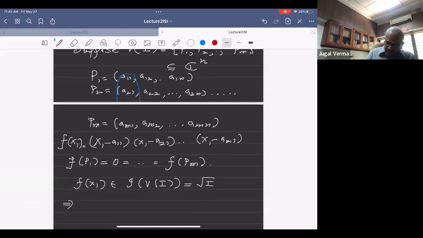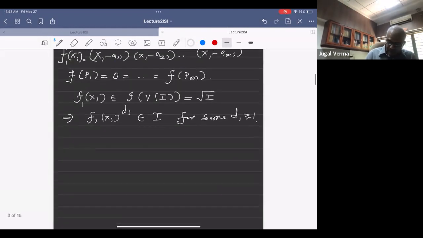So that means there is a power. Let me call this polynomial f1(x1). So there is a power of this polynomial which belongs to I, for some d1 bigger than or equal to 1. And you can then look at the second coordinates and construct a polynomial in x2 whose some power belongs to I, and so on.